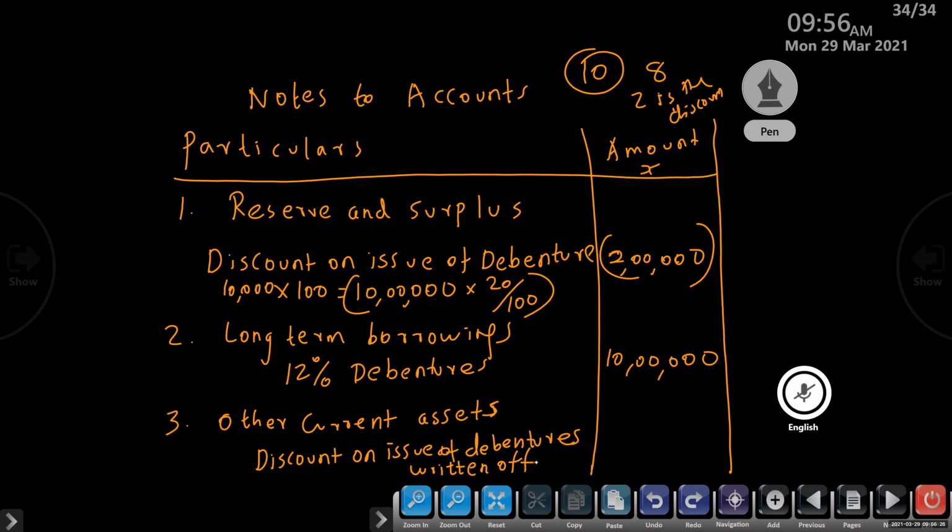How will we write it off? It is a loss only, so we have to write it off. The amount of discount is 2 lakh. The amount of discount divided by the lifetime, which means when we are repayable, 5 years. So 2 lakh divided by 5 is 40,000.